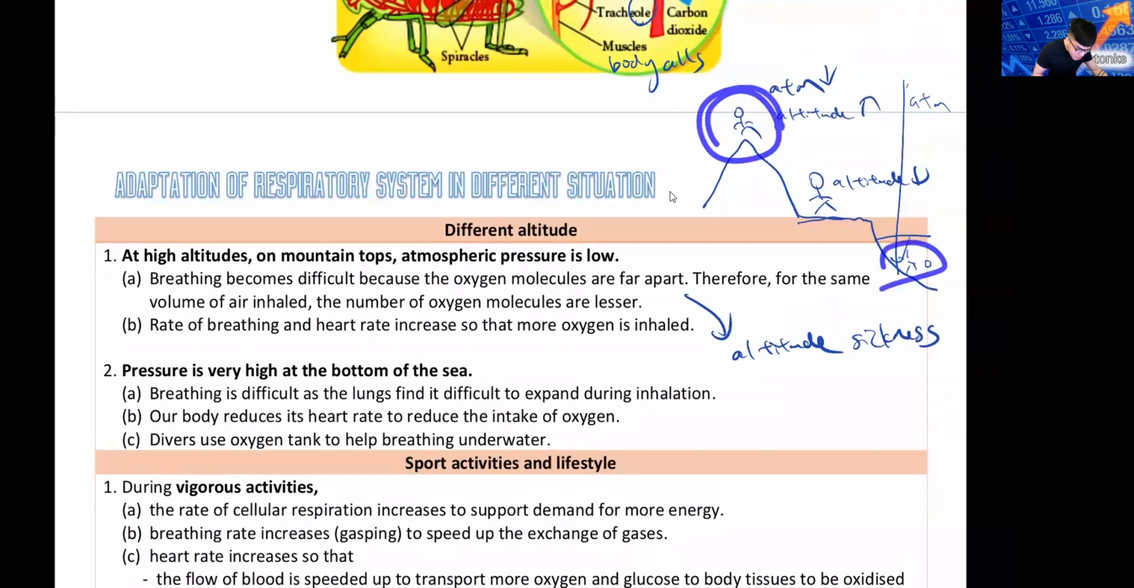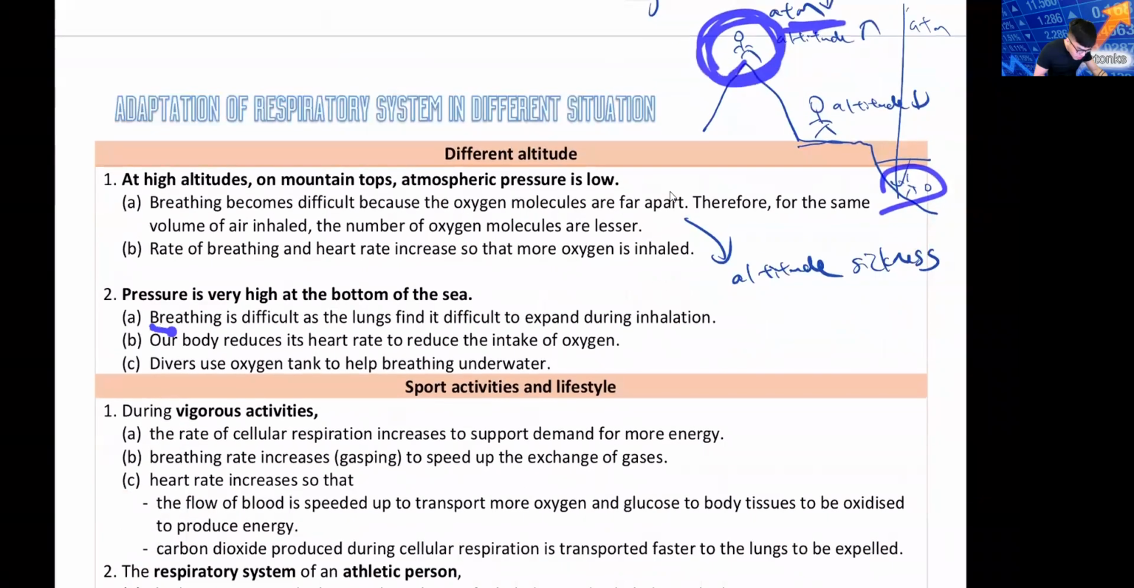Just now your breathing increased up here, isn't it? Because you have lower pressure. Now it's the other way around. Your breathing is difficult as the lungs find it difficult to expand during inhalation because there's something pressing on your lungs. So your body reduces heart rate to reduce the intake of oxygen. Your heart rate and your breathing will slow down because it's very hard to breathe. This is why you need an oxygen tank.